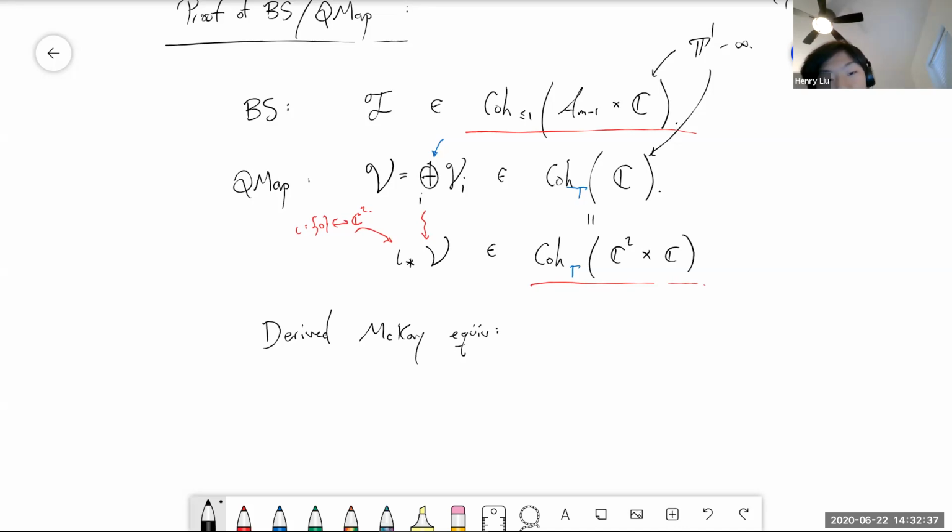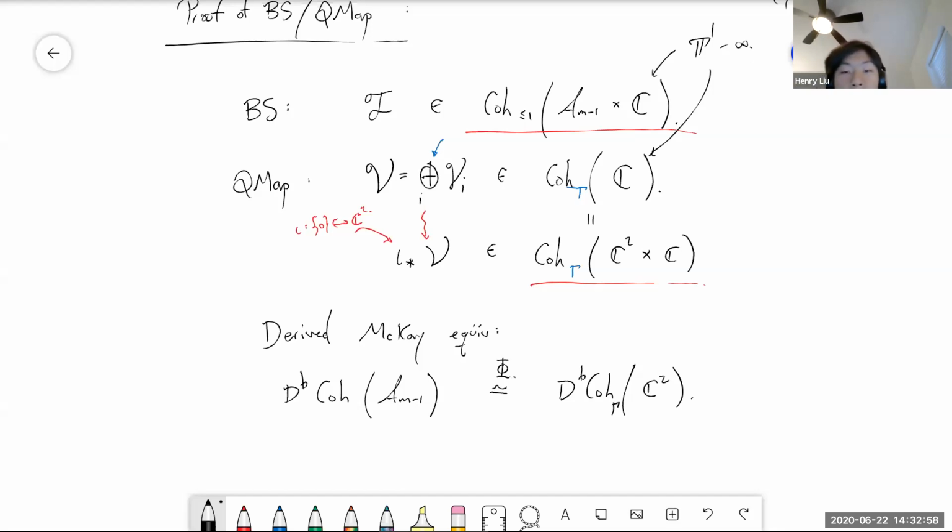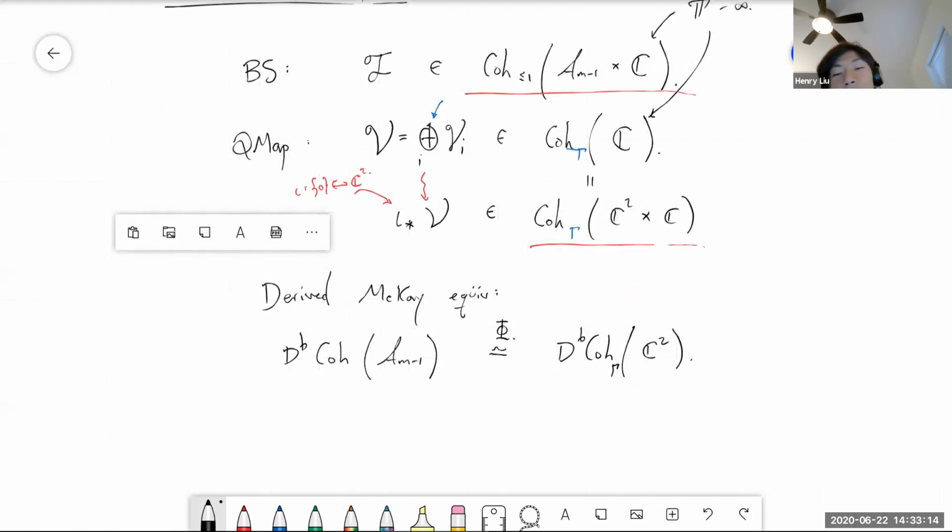Which says basically that if you take coherent sheaves, or if you take D^b Coh on A^{m-1}, this is the same as taking D^b Coh gamma-equivariantly on C^2. So there's some kind of equivalence of categories phi here. So in our setting, we just have to lift this up. We have to do this thing relatively over C. But it would be nice if it were that simple.